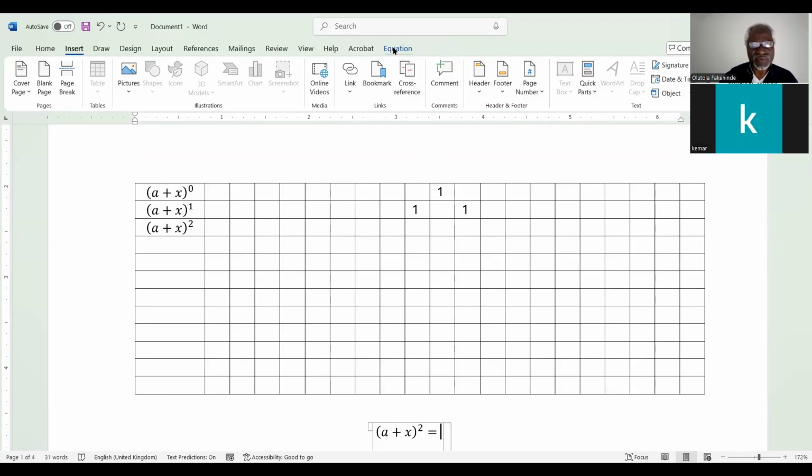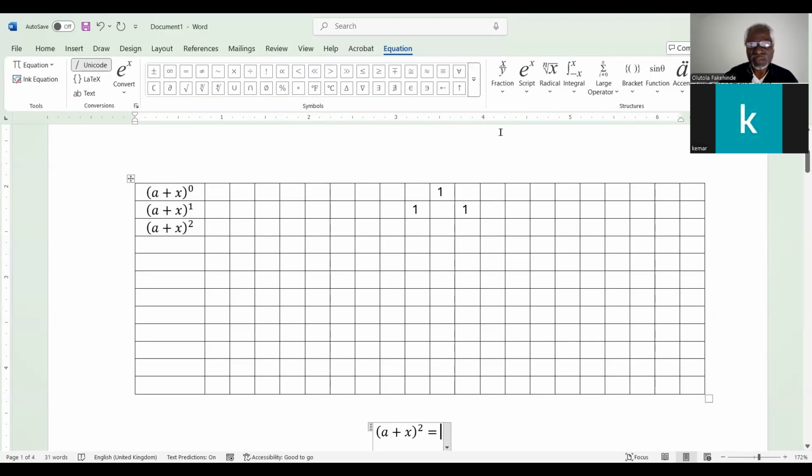So this is a bracket and another bracket there. So that will give us A plus X multiplied by A plus X. All right. And we said this is going to give us what? A times A is A squared. So we're going to have A squared there.